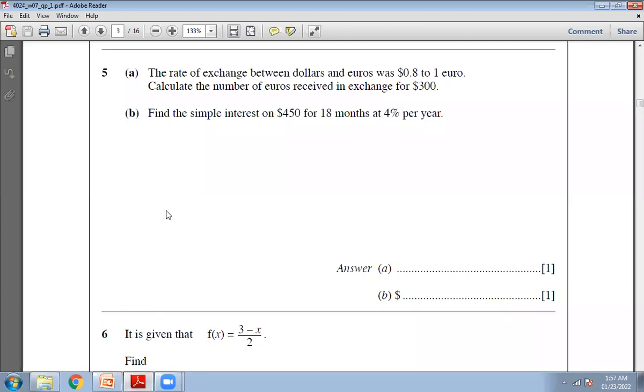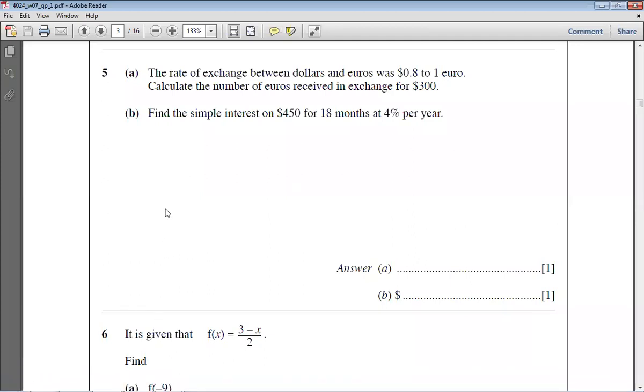Okay, so let's have a look at the B part. Find the simple interest on $450 for 18 months at 4% per year. This is a question on simple interest. The principal amount is given, $450, and the rate is 4% per year. Since the unit of time used in the rate is years, and the time given is 18 months, we will convert 18 months into years. For that, you divide by 12. So 18 months divided by 12 gives 1.5 years.